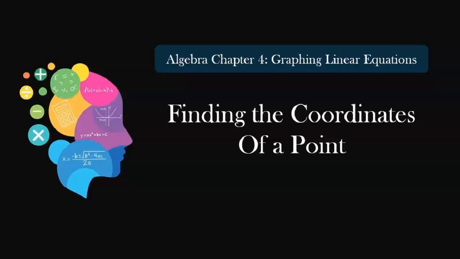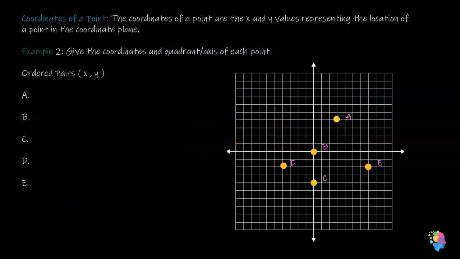Let's see if we can go backwards and this time find the coordinates of a point. Now, example 2 is giving us the plotted points and is asking us to find the coordinates of each point and in which quadrant or axis they are located. Remember, the coordinates of a point are the x and y values representing the distance they are from the origin. So let's try point A.